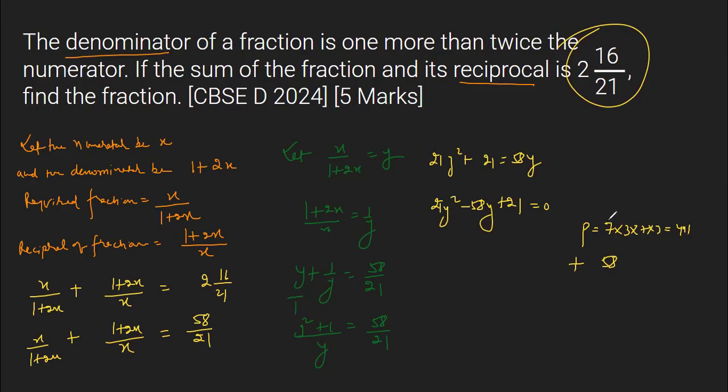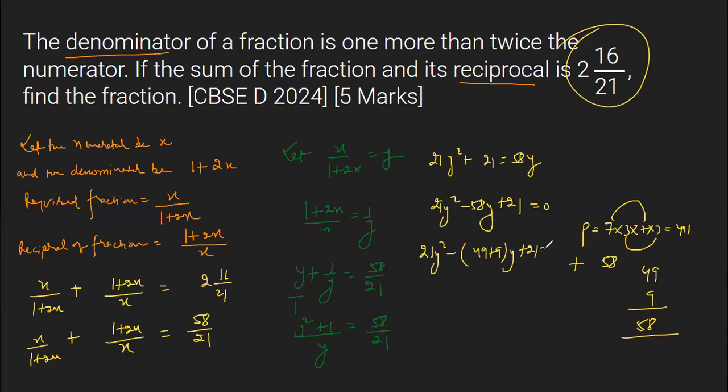So 7 times 7 is 49, right? And 3 times 3 is 9. So 49 plus 9, is it coming out to be 58? I guess yes. So definitely these are the factors. So I'm going to do it: 21y square minus 58y. I have split 58 into 2 parts. One is 49, another is 9.